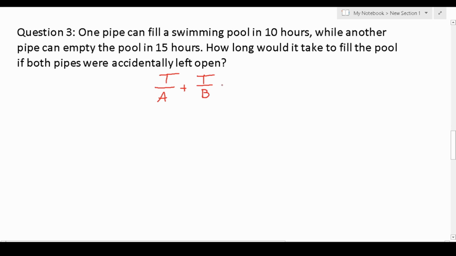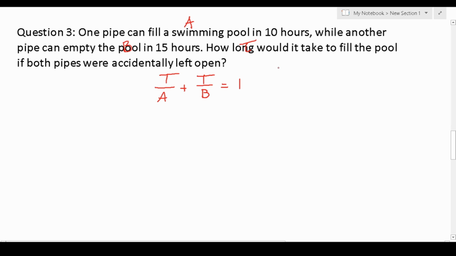over B equals 1. I'm going to identify what information I have in this problem, and then I'm going to make adjustments to this equation accordingly. One pipe can fill the swimming pool in 10 hours. So I'm going to let that pipe be A. Another pipe can empty the pool in 15 hours, so I'm going to let that pipe be B. And the question is, how long will it take them to fill the pool if both pipes were open? So in other words, we're trying to solve for T.